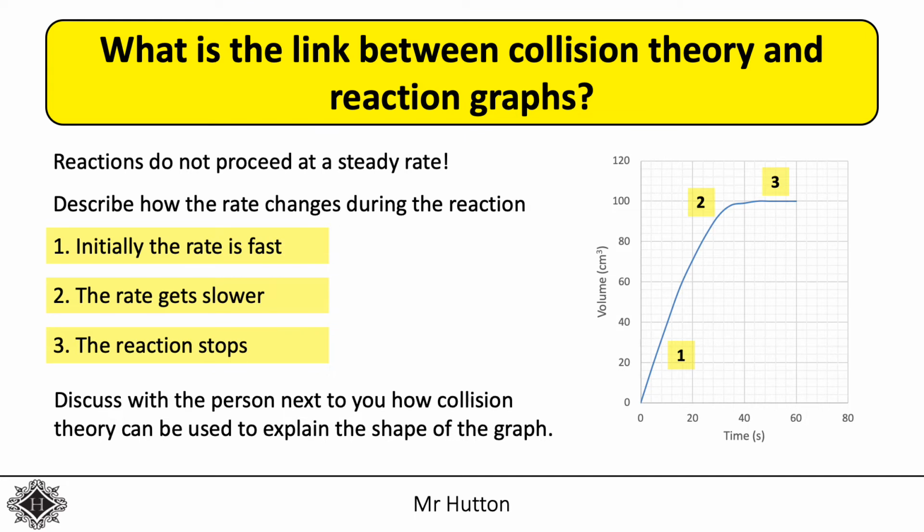Right, in the classroom, what we'd do now is discuss with the person next to us how collision theory can be used to explain the shape of the graph. So we've just described it, and now we're going to discuss how to explain it. So give scientific reasons why at point 1 the rate's fast, at point 2 it's getting slower, and then at point 3 we've got the flat line. So you need to give scientific reasons why that's happening. So have a go at that now.